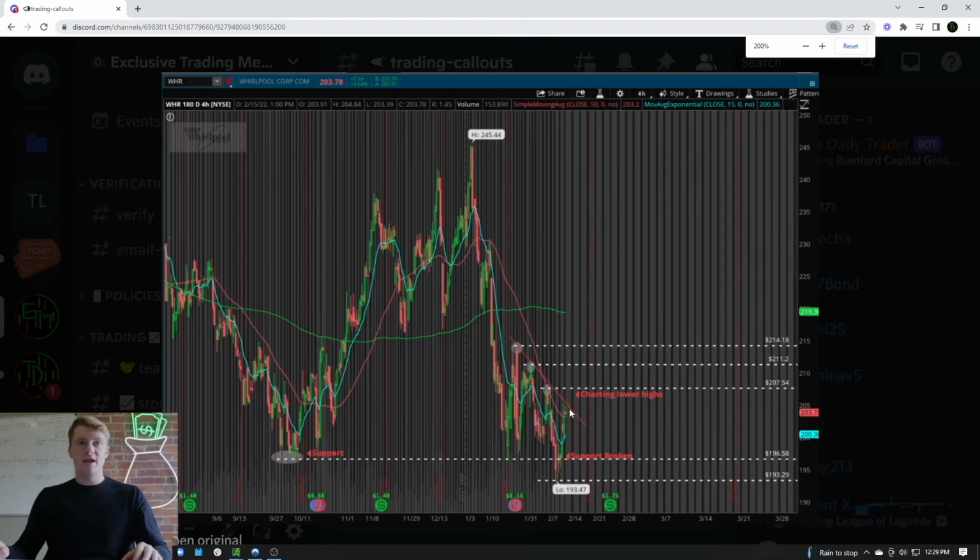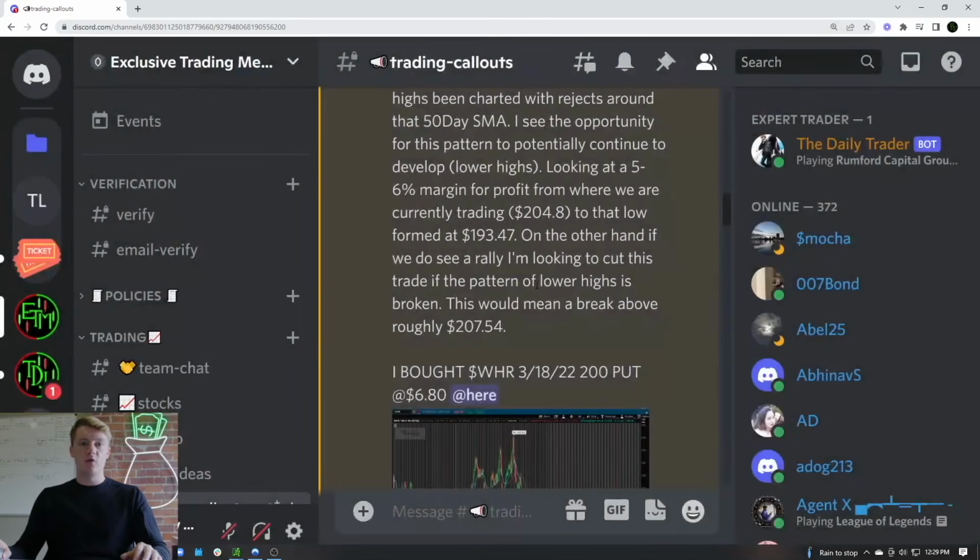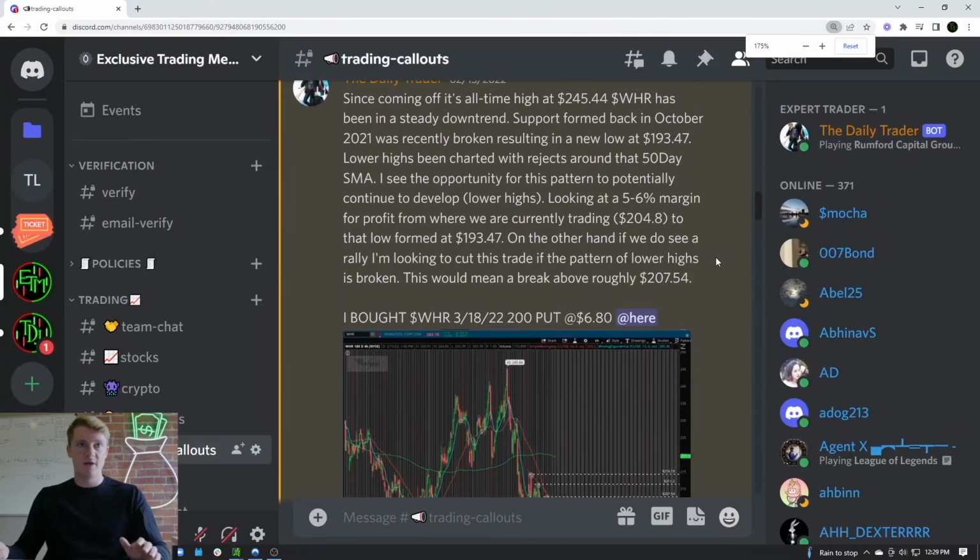So I entered right here, and I was looking to play the move back down to 193.47. Okay, pull back to that low on the 4 hour, which is the pullback play. And there was a 5 to 6% margin for profit presented.